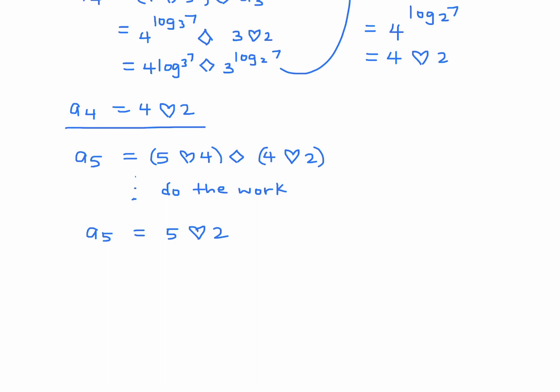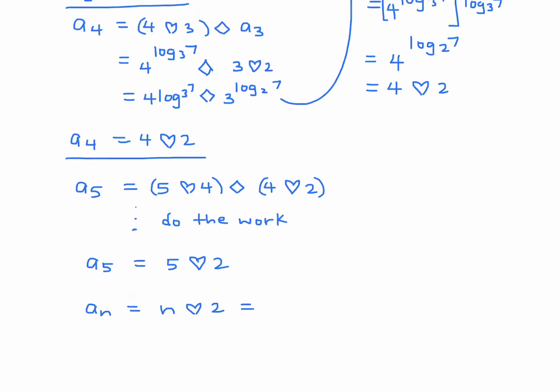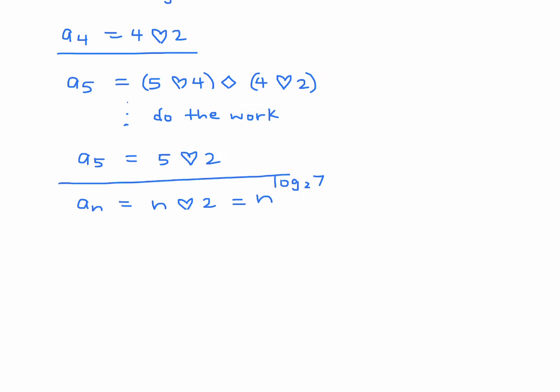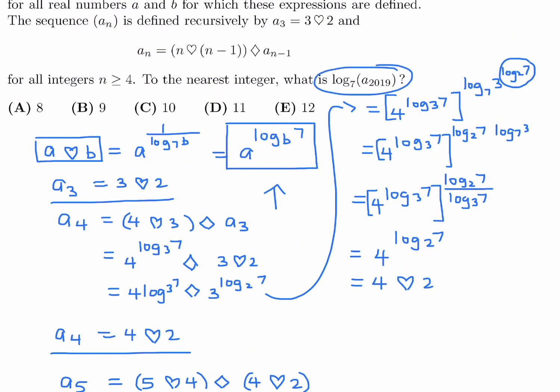So in general, a to the n is n heart 2. That's sort of the conclusion that we get. And n heart 2, if we go back and use this right here, is the same as n to the exponent log 7 to the base 2. So we got it all the way down to here. So now what do they want? They want me to figure out this whole thing. Log of a 2019 to the base 7.